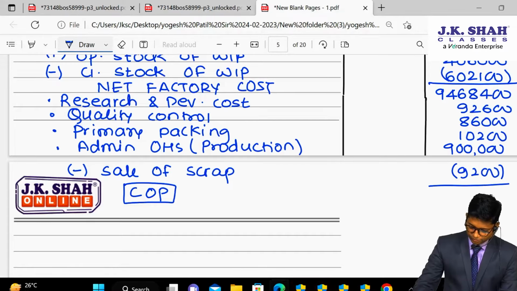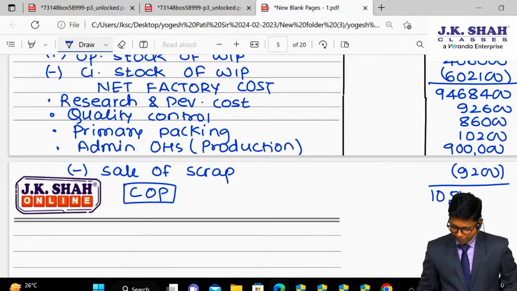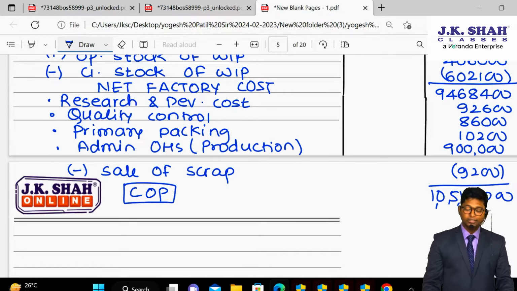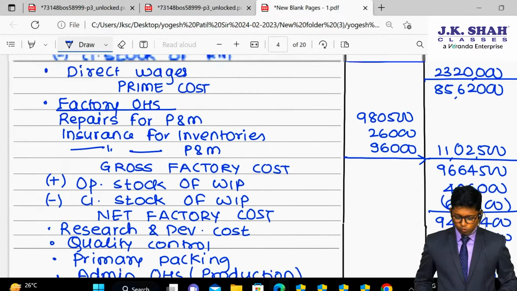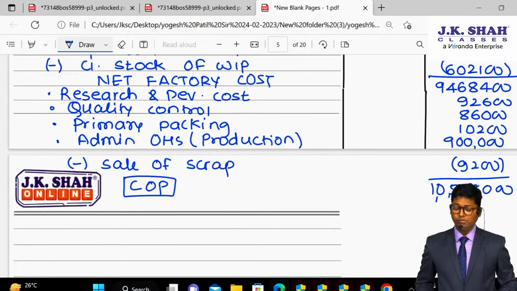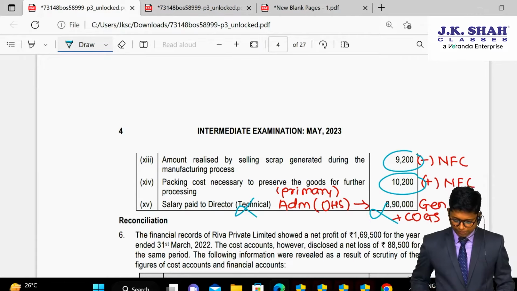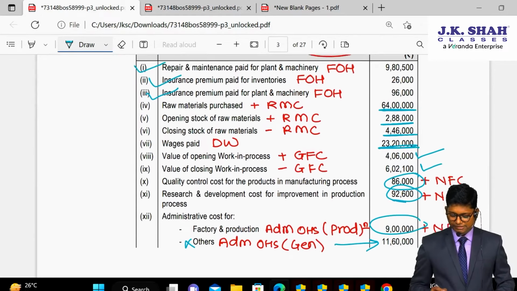So let's take the total: 92,600, 86,000, 10,200, 9 lakhs minus 9,200. It is 10,54,000. It is 1 crore 5,48,000. 1 crore 5,48,000 is the answer of cost of production. So only this much format was asked in the question, not the full sheet. We simply ignored 2 items and recorded the remaining elements in our format.